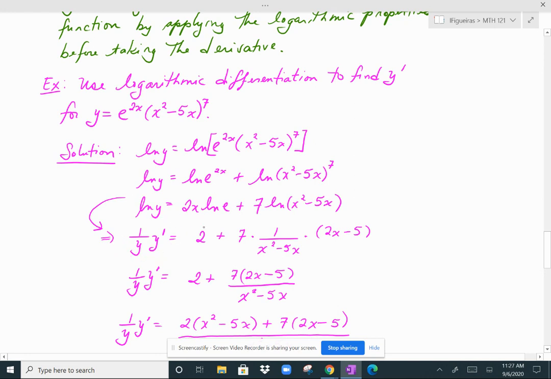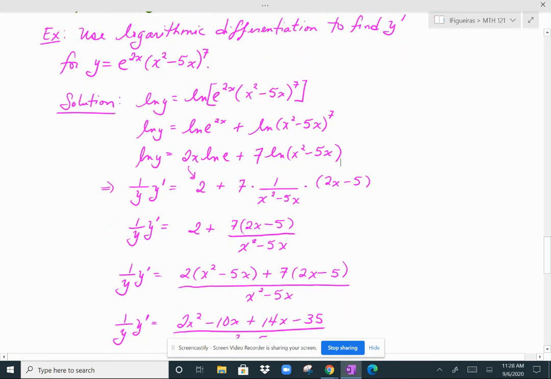On the right side, you can take the derivative of the rest of it in terms of x. So the derivative of 2x is 2 because remember, ln of e is 1. And here, it's 7 times the derivative of ln of (x squared minus 5x). There you do have to use chain rule, but it's really pretty straightforward. It's just outer and inner. So the derivative of ln is 1 over (x squared minus 5x) times the derivative of the inside, which is 2x minus 5.